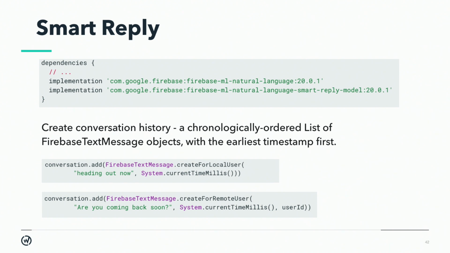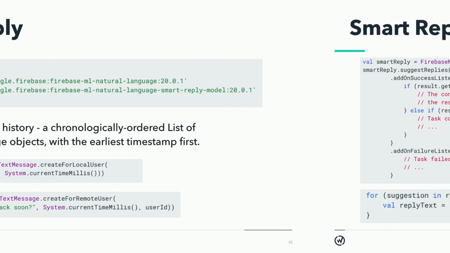So Firebase text message needs to obviously have the message text itself, and also needs to have a timestamp because we have a chronologically ordered list here. So the last 10 messages of this conversation history are going to be used for a model to generate 3 smart replies.